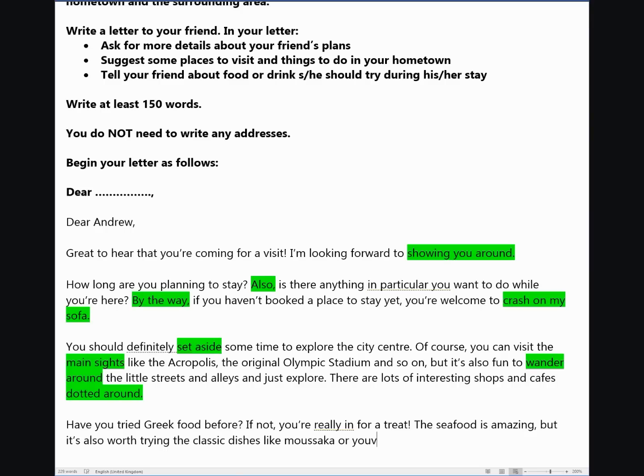Juvetsi. I think it's spelled like that, pretty sure. If you're wondering what these are, moussaka is quite famous. It's something like a lasagna, but very heavy with grilled vegetables and meat. It's very nice. And juvetsi is like a beef stew with something like pasta. It's not exactly pasta, it's similar to pasta. Let's say that. It's very tasty. Okay, so that's food.